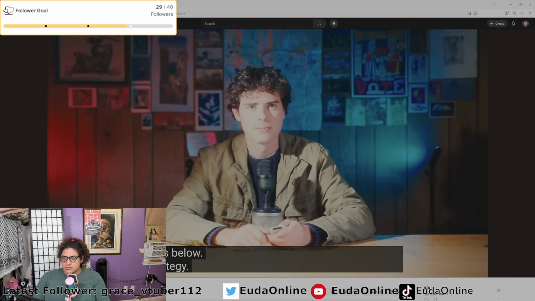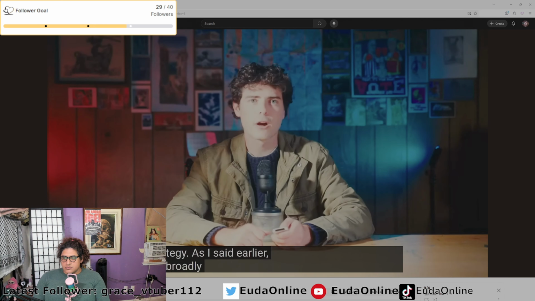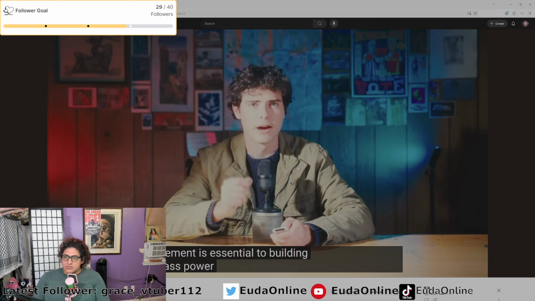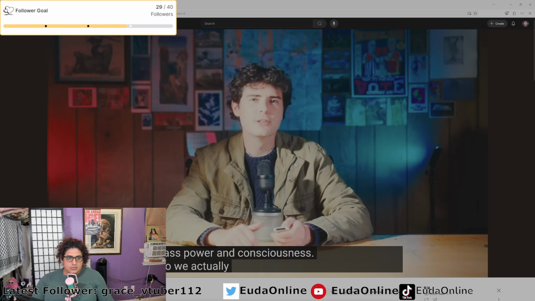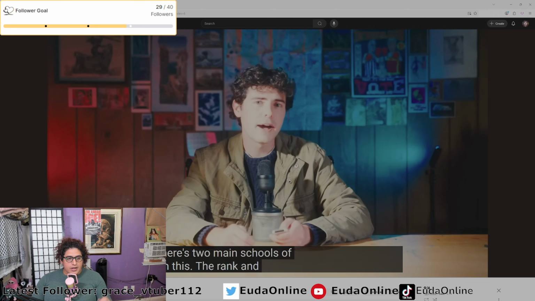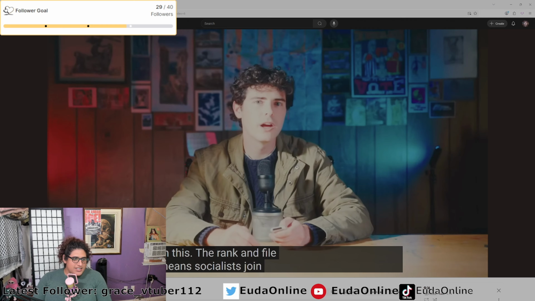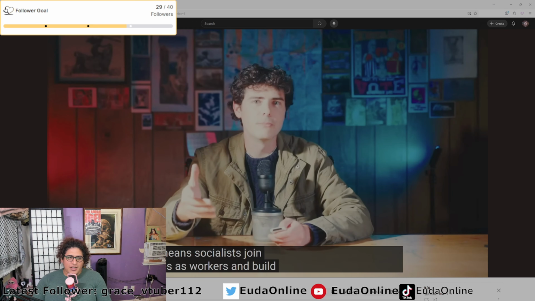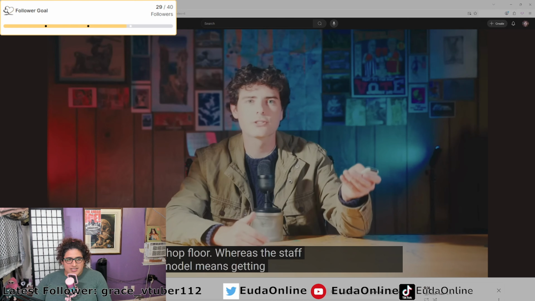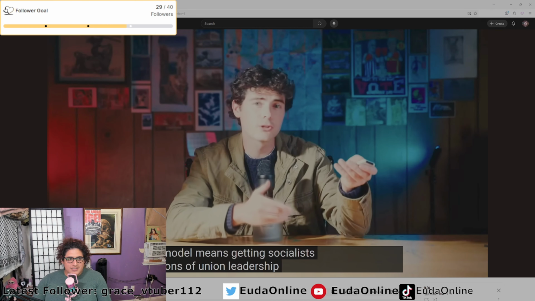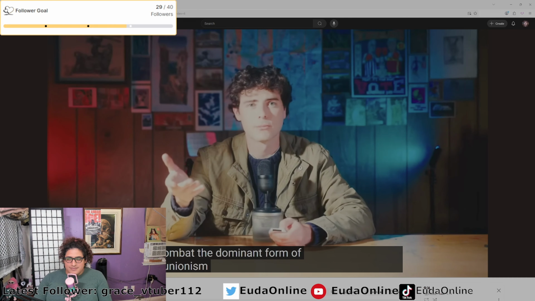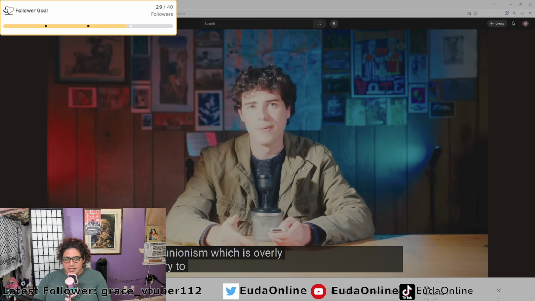Labor strategy. As I said earlier, socialists broadly agree that a vibrant labor movement is essential to building working class power and consciousness. But how do we actually build union power? There are two main schools of thought on this. The rank and file strategy means socialists join workplaces as workers and build power from the shop floor. Whereas the staff-centered model means getting socialists into positions of union leadership in order to combat the dominant form of business unionism, which is overly conciliatory to management.